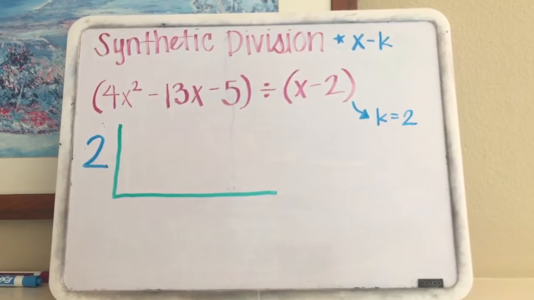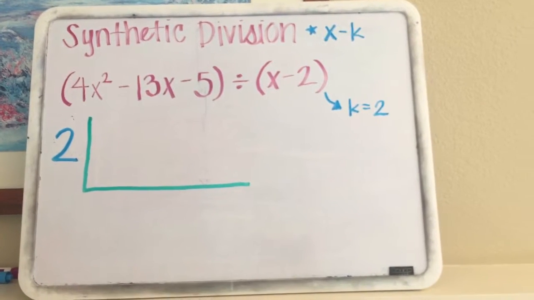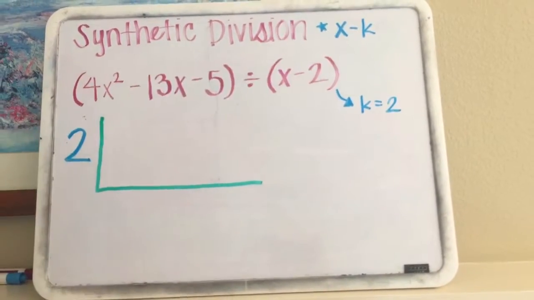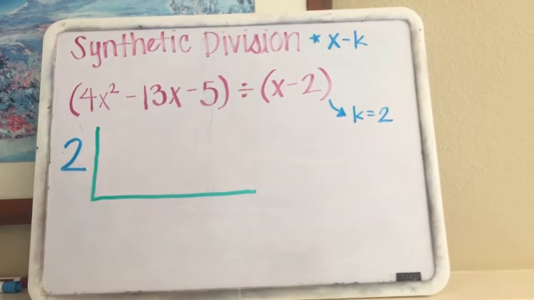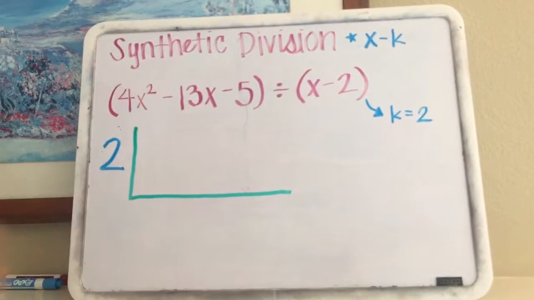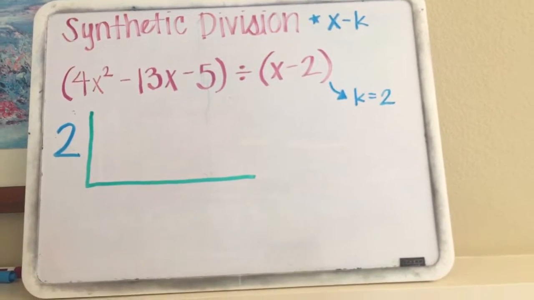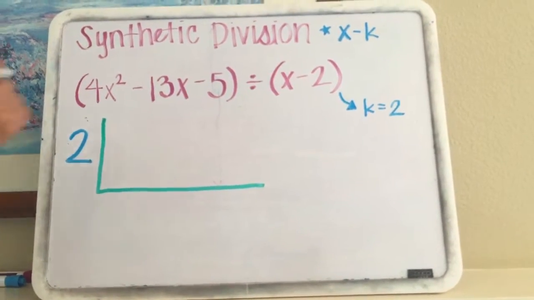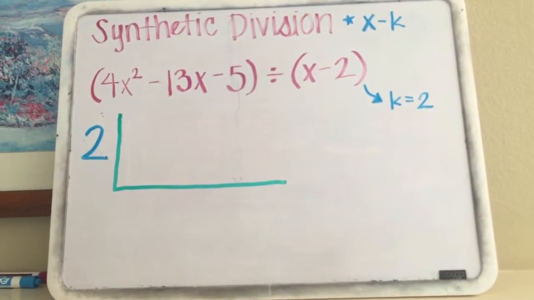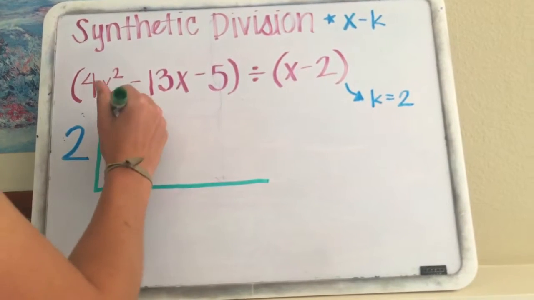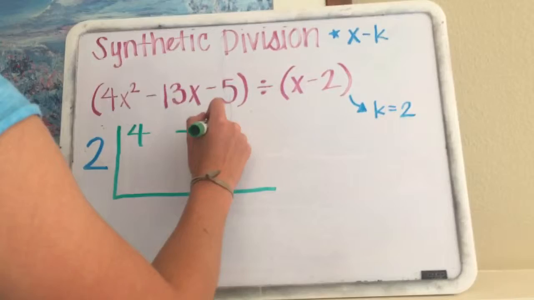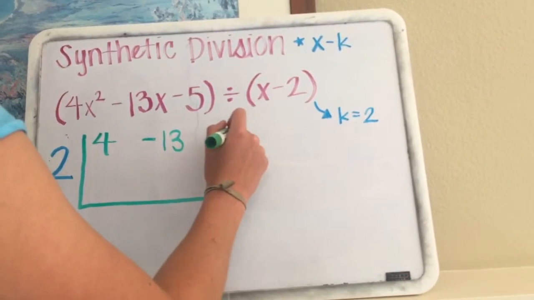A shortcut we can use for dividing polynomials by binomials is called synthetic division, in the form of x minus k. So since x minus 2 is our divisor, our k value is 2, which can be written in the left side of the vertical bar. And then we would write the coefficients of the dividend in order of descending exponents. So we have 4, which is our leading coefficient, negative 13, and negative 5.